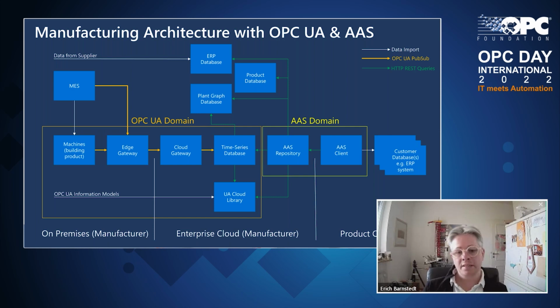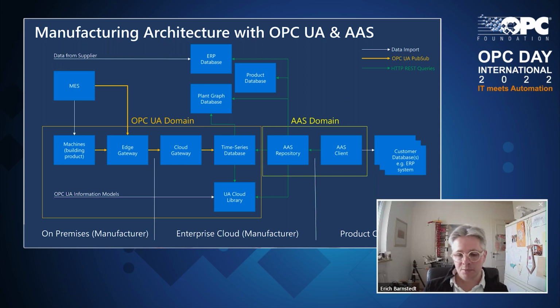So then you come into the asset admin shell domain, which basically creates a repository of asset admin shells. It's a server with a web interface. Like I said, there's a REST interface now defined for it. And it queries all those databases for the information. So for example, for operational data, it queries the time series database. For product information, it queries the product database, and so on.